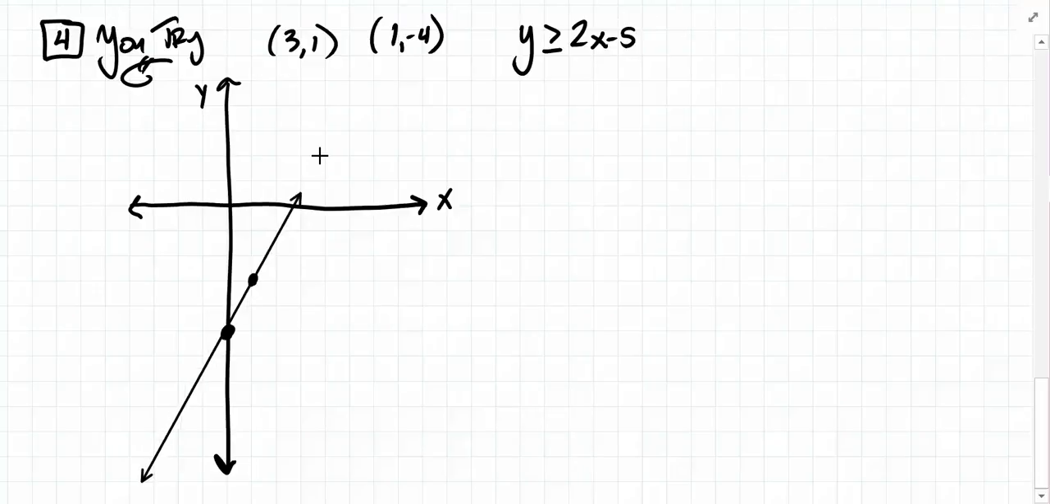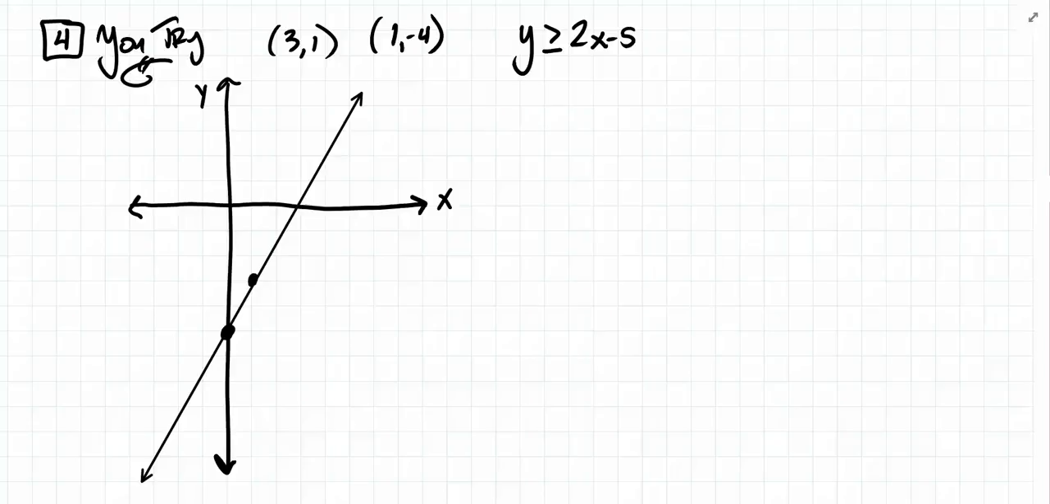Now, it says greater than this, okay? How do I check to see which side of the line I shade? Do I shade to the left or shade to the right? Which side's the top side? It's hard to tell which side the top side is. So here's a trick that you can do very simply. Just plug the origin in.